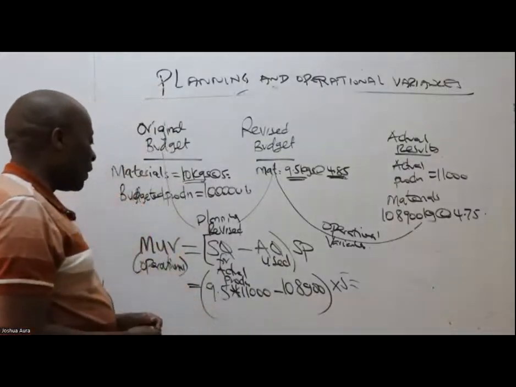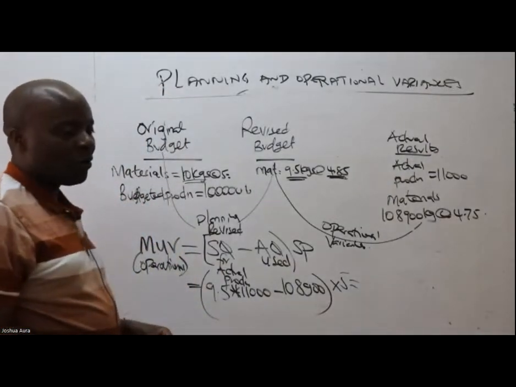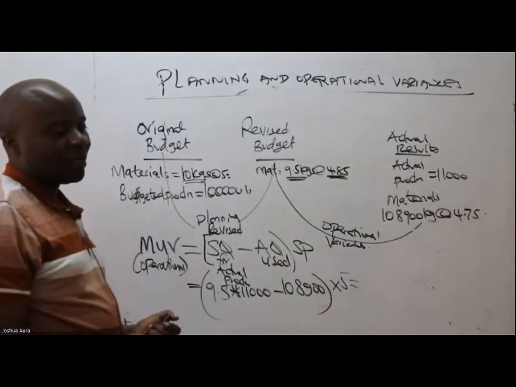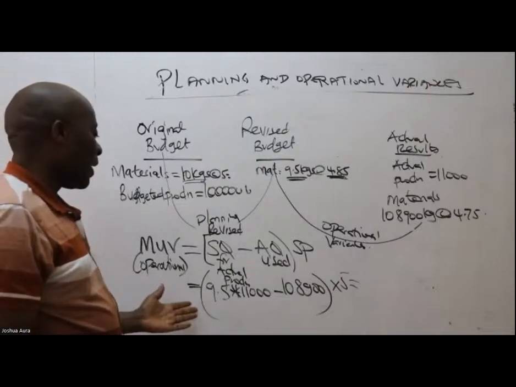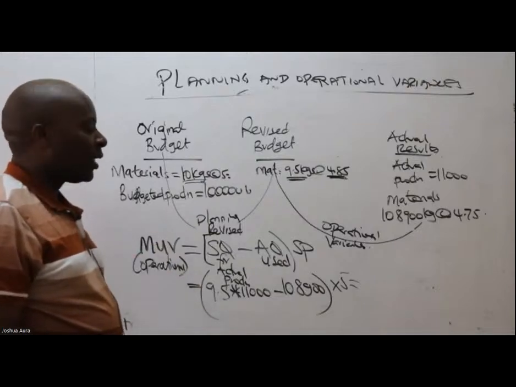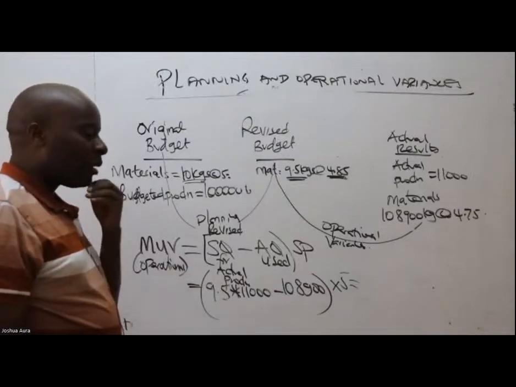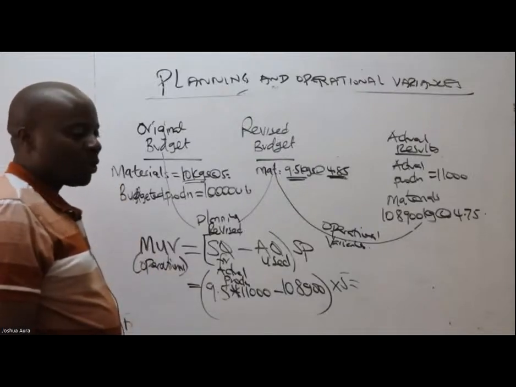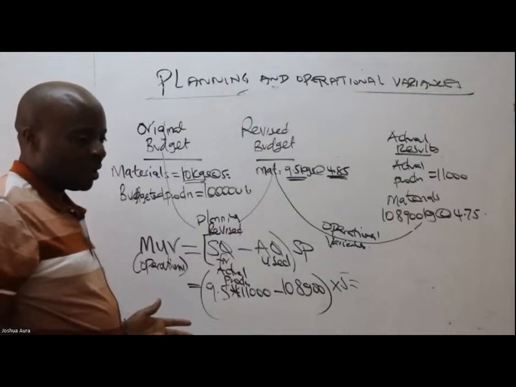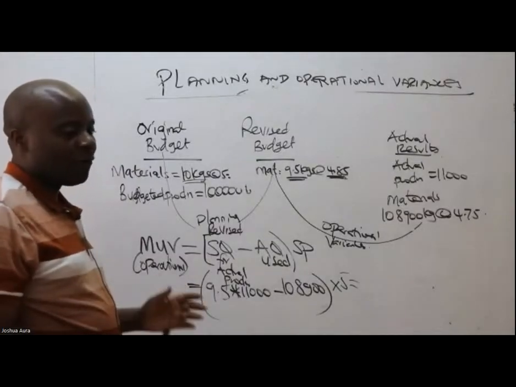So could you kindly give me the material usage operational variance? Please give me a figure. So 9.5 times 11,000 minus 108,900, you close. Whatever you get times 5. If the figure you get is positive, you say favorable.